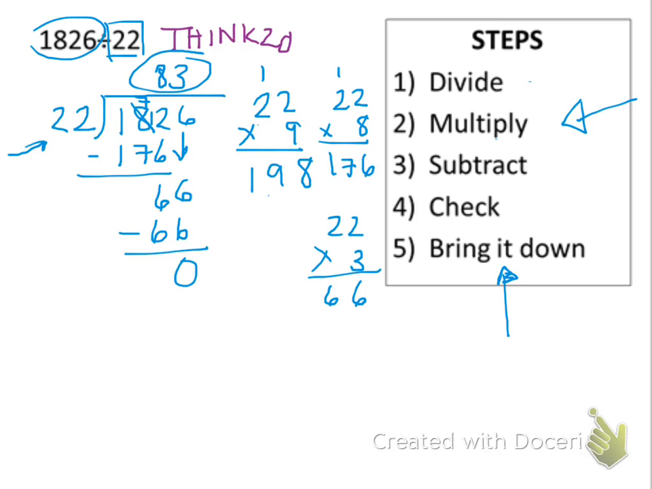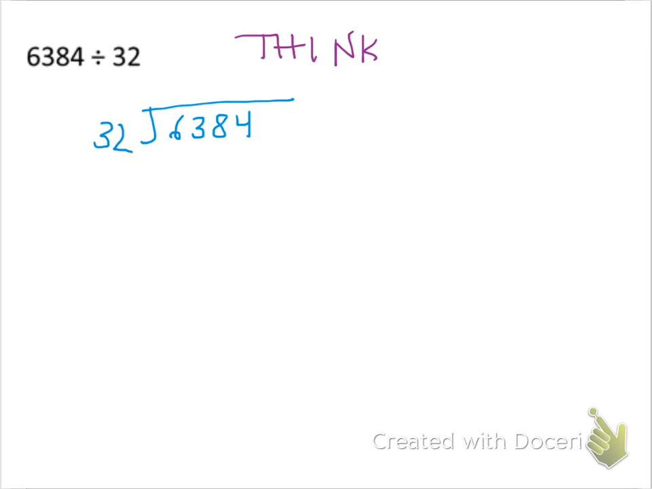Let's do a different example that's a little bit harder. Now we have 6,384 divided by 32. Our first step is to write it out. So we have 6,384 divided by 32. Now, for this one, what number is close to 32 that's a little bit nicer to work with? For this one, I'm going to think 30, because 30 is a lot nicer to work with than 32, and I can do 30 in my head.